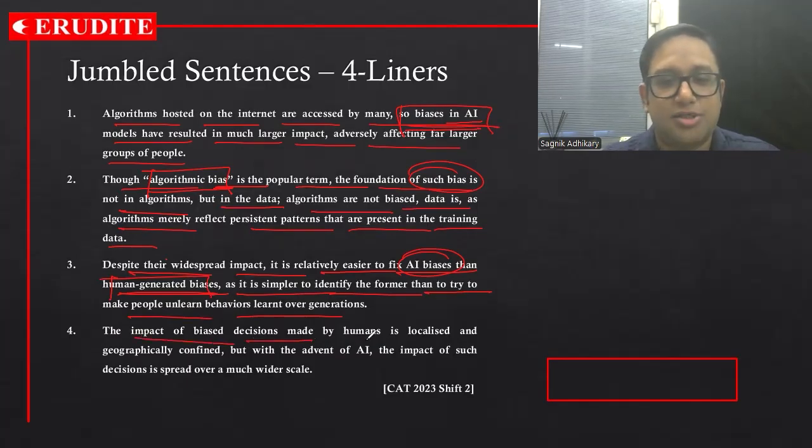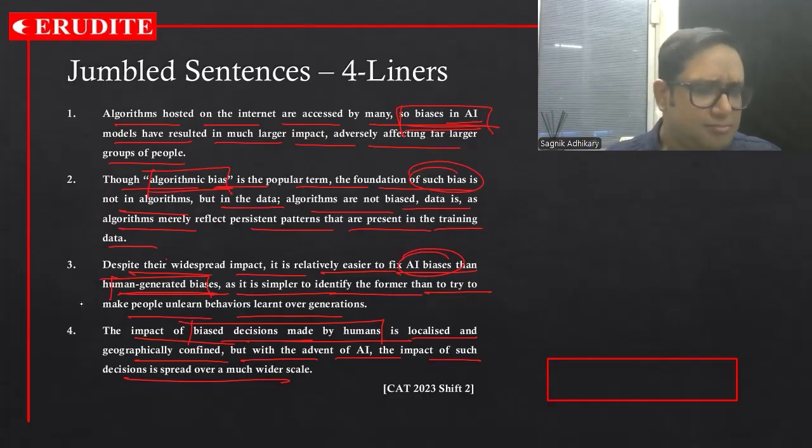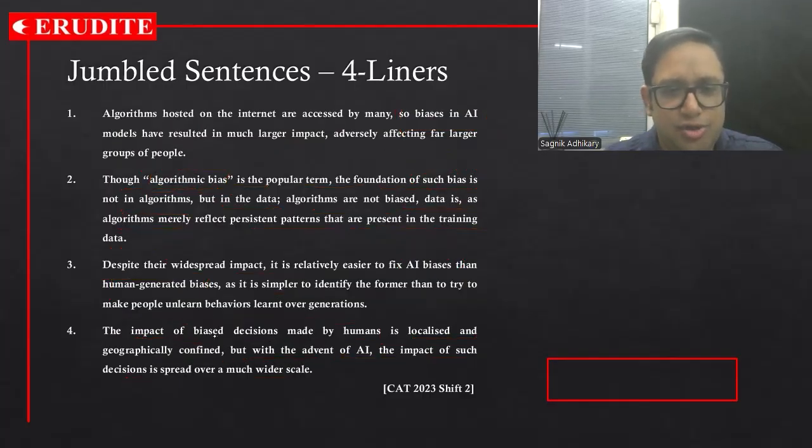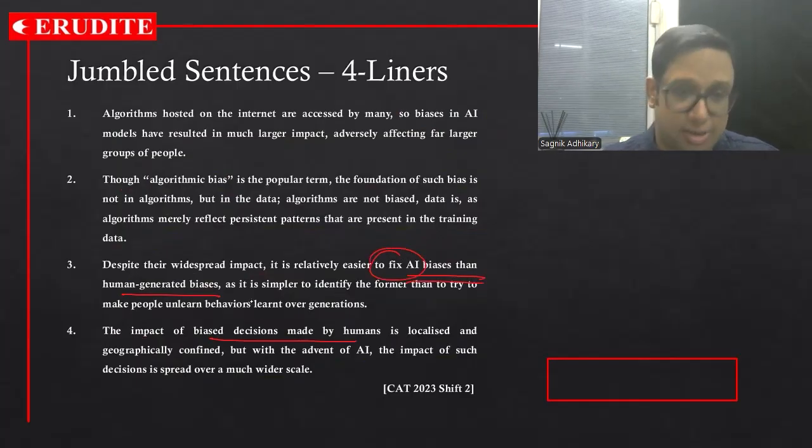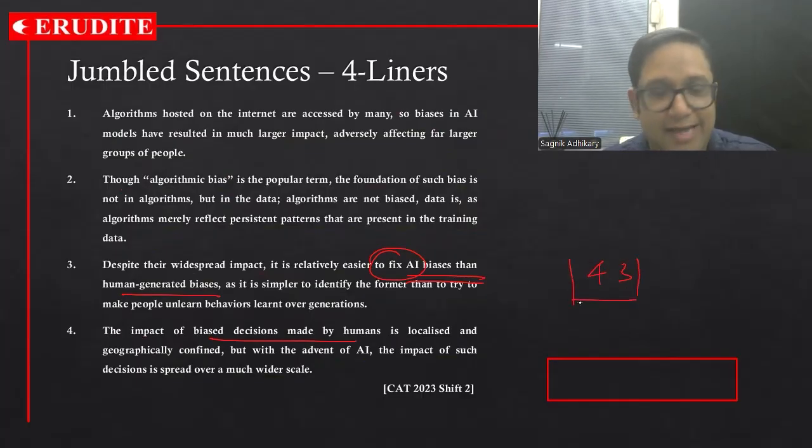The impact of biased decisions made by humans, or human-generated biases, is localized and geographically confined. But with the advent of AI, the impact of such decisions is spread over a much wider scale, which suggests that we introduce biased decisions made by humans here in 4. And then we talk about human-generated biases, perhaps compare this with AI biases, but we are already on the topic of fixing this. So if we place the sequence as 4, 3, then the sequence ends there. We don't have a place for 1 and 2.